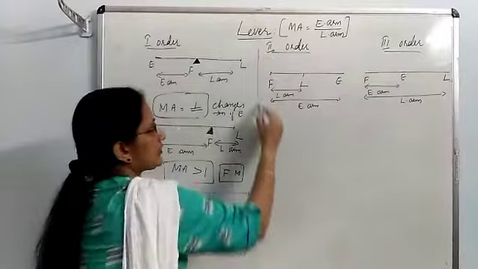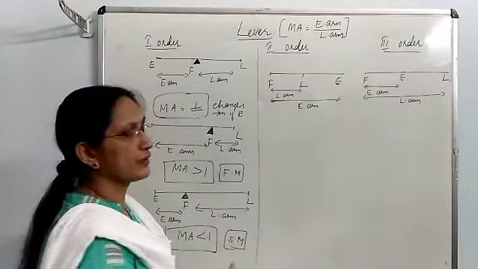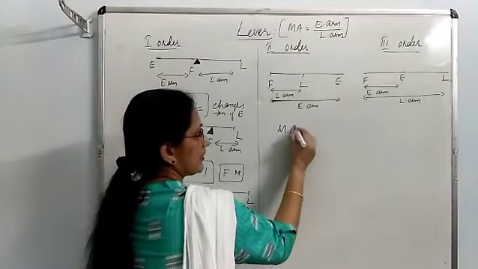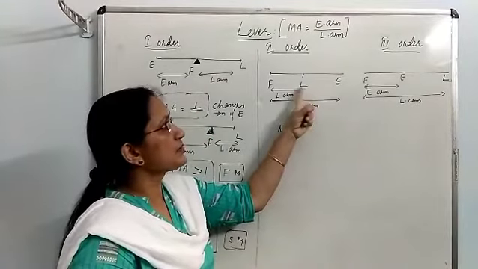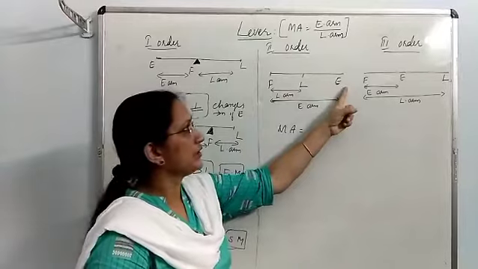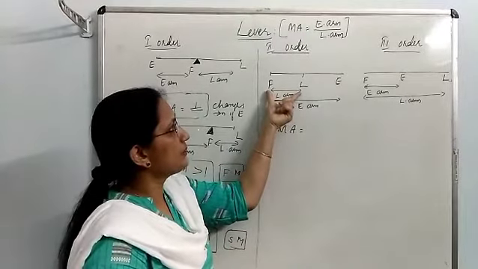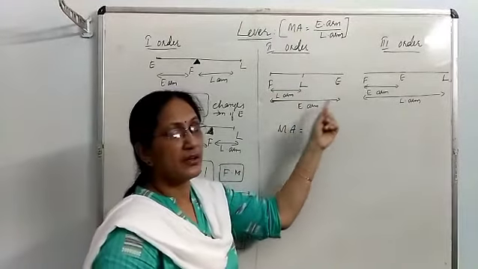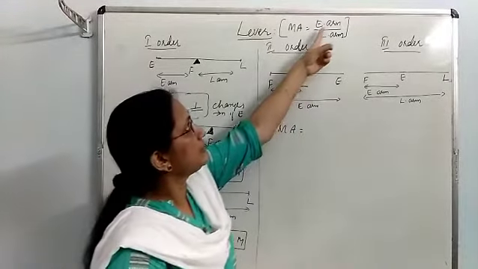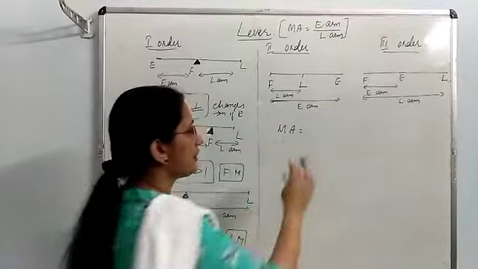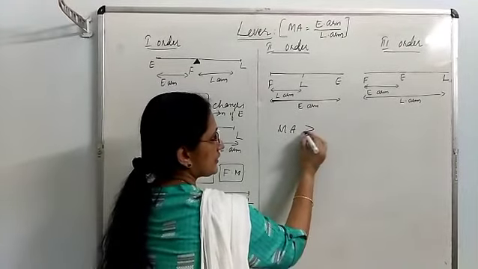Then what about second order lever? What is its MA? For second order lever, load comes between fulcrum and effort. So this is the load arm and here is the effort arm. Effort arm is longer than load arm. Effort arm is longer than load arm means MA is greater than 1.